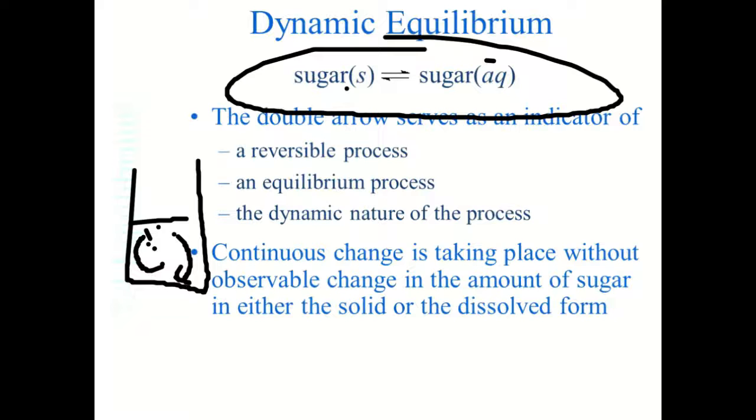We can see all this. That is an equilibrium. A continuous change is taking place without observable change in the amount of sugar dissolved. That is equilibrium. Did that make sense? Okay.